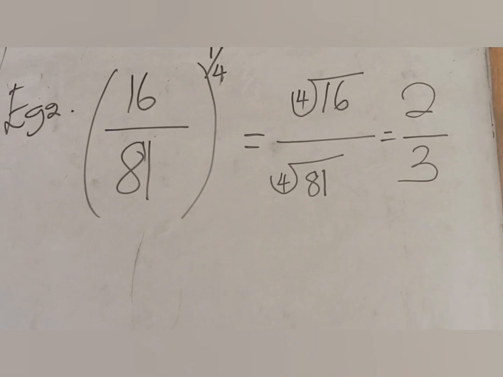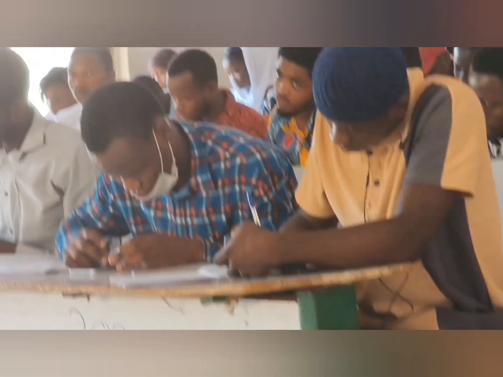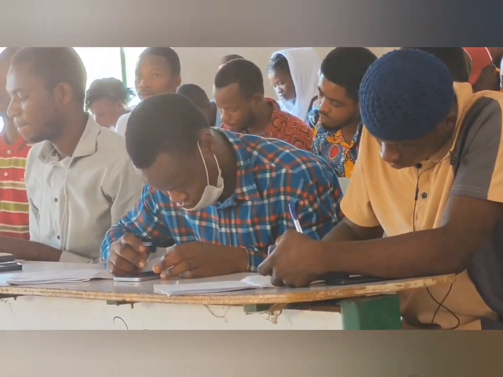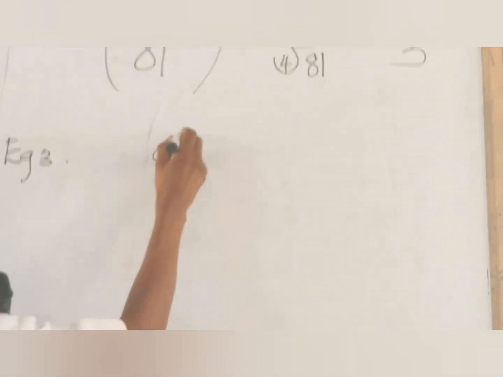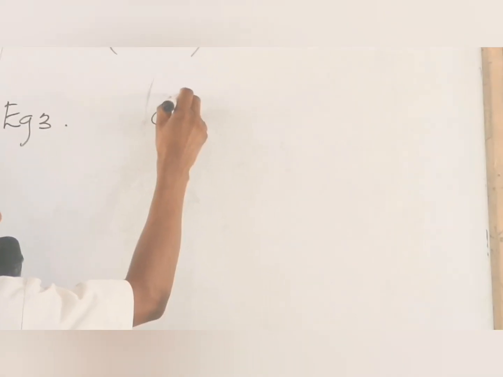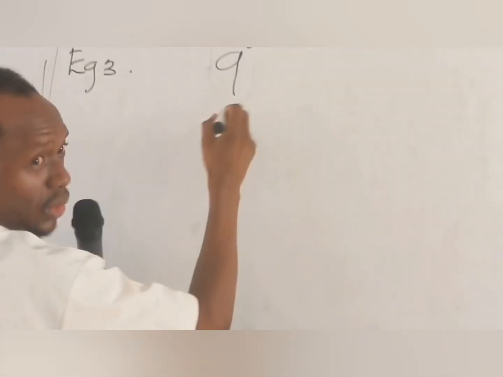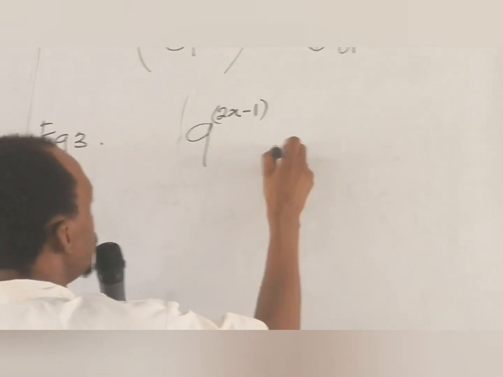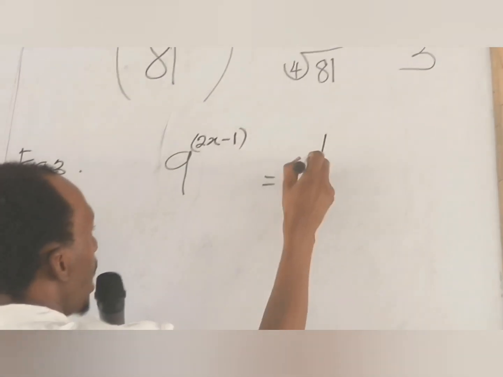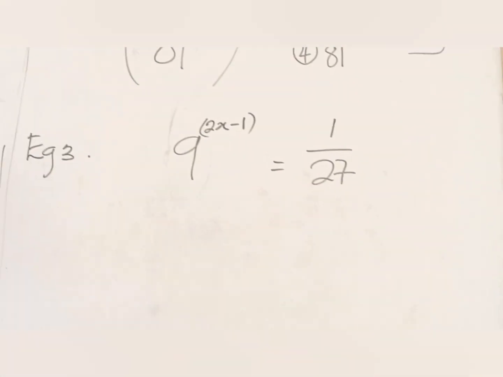So copy that quickly. Then give me: 9 is the power 2x minus 1, like this, is equal to 1 over 27. Okay.